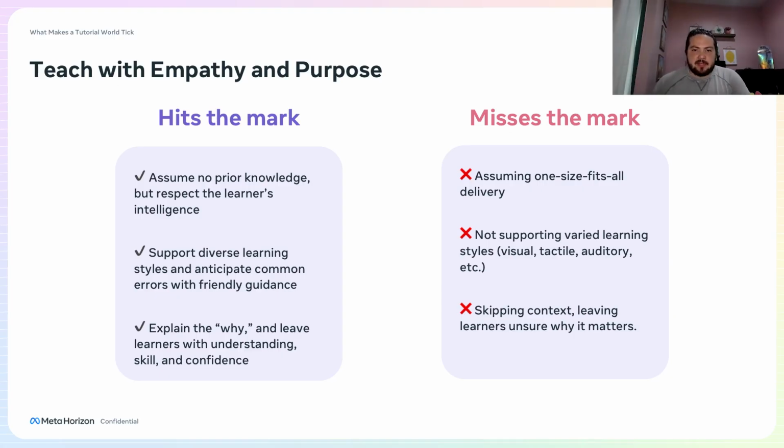So let's take a look at this first point here. How do we hit the mark on empathy and purpose? We've got: assume no prior knowledge but respect the learner's intelligence, right? That is to say, there's moments where we don't know exactly what somebody knows, and we don't want to turn it into kindergarten time, just start it back from the beginning. How do we speak English or something? I don't know. But that idea of we don't necessarily have to take it that far back.